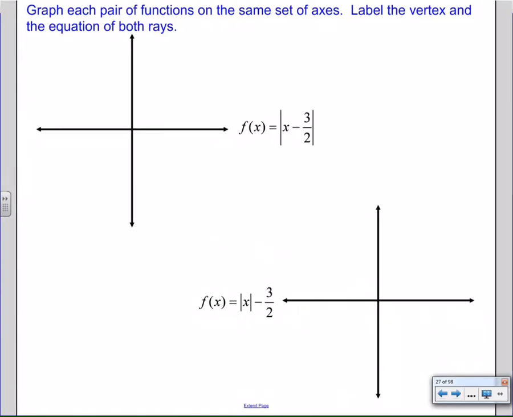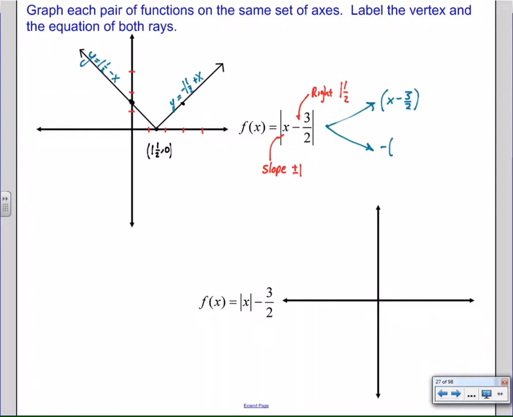I see an absolute value graph that is shifted to the right 1.5. The slope of each of those lines or rays is going to be 1 or -1, and the shift is to the right 1.5. So, I went really fast there. In the end, you have two rays.